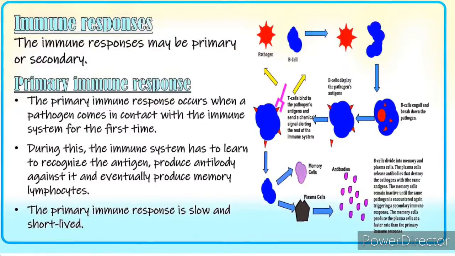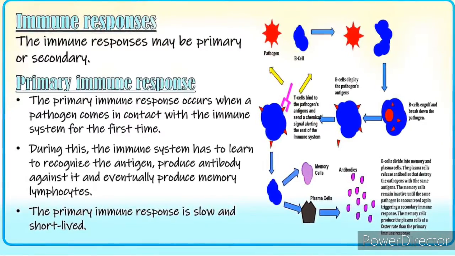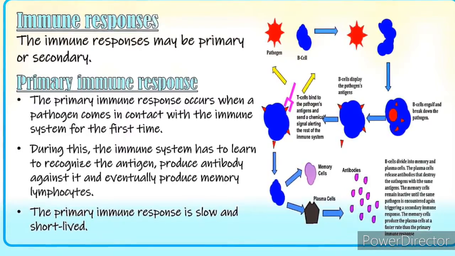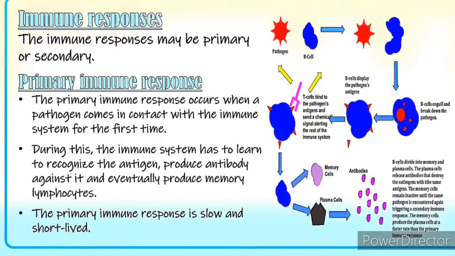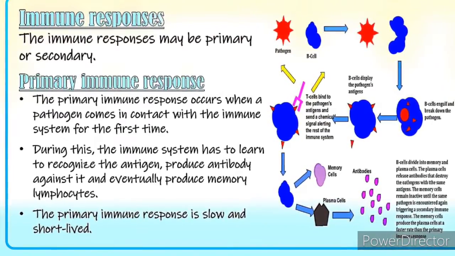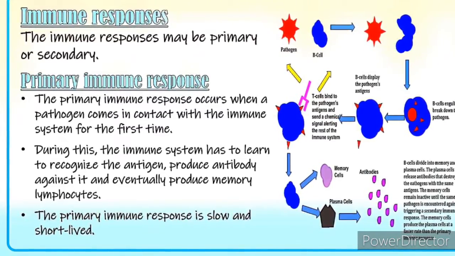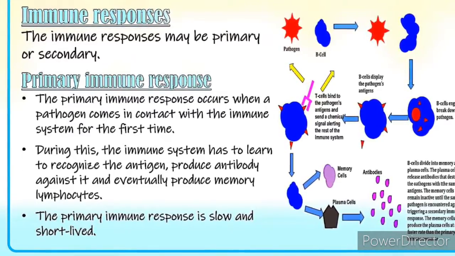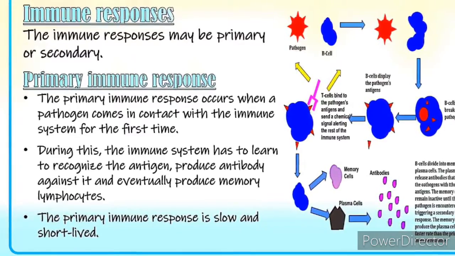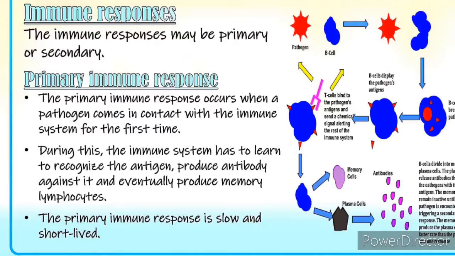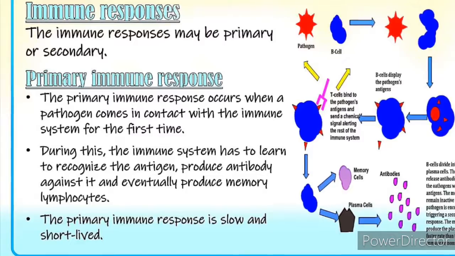Next, immune response. There are two kinds: primary and secondary. Primary immune response occurs when a pathogen comes in contact with the immune system for the first time. During this, the immune system has to learn to recognize the antigen, produce antibody against it, and eventually produce memory lymphocytes. The primary immune response is slow and short-lived. For example, smallpox: when it occurs for the first time, our immune response is slow.